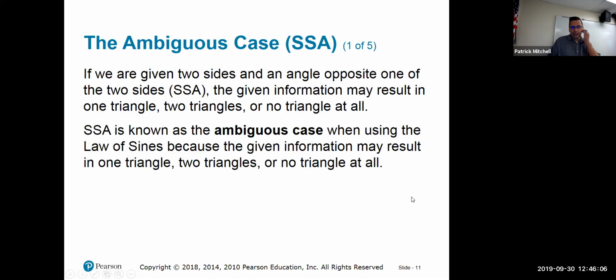All right, that brings us to my favorite thing, which is called the ambiguous case, SSA.